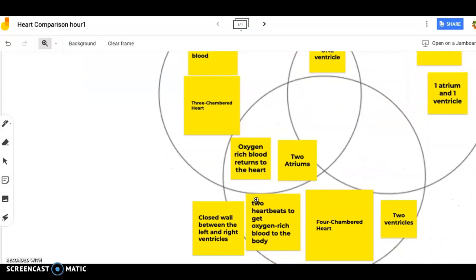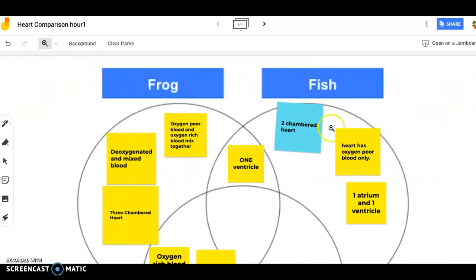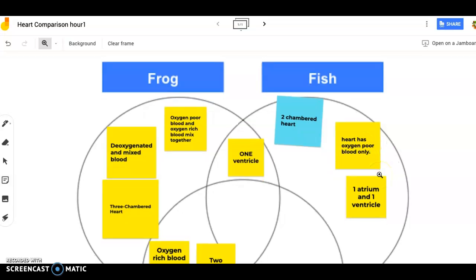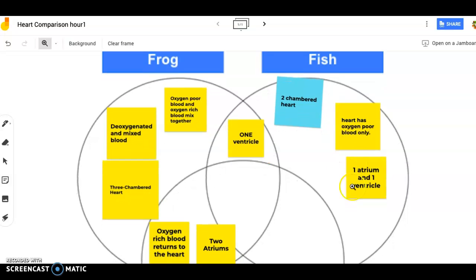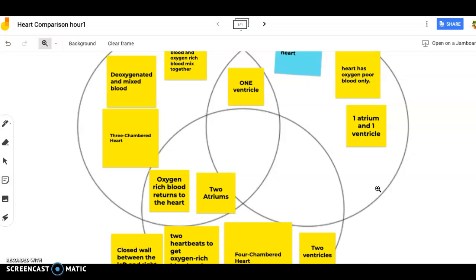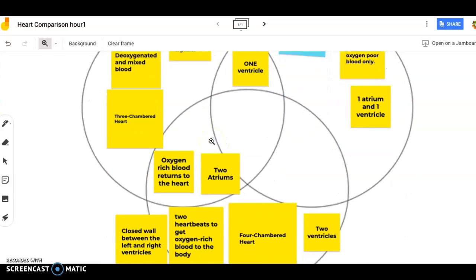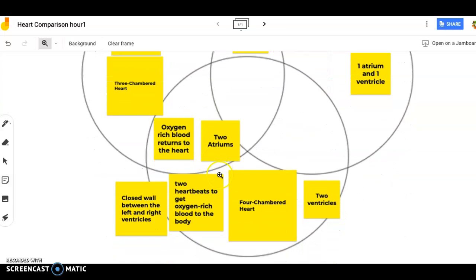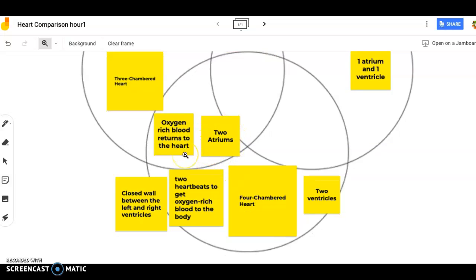We get on here, frog. Well, let's focus on that group then. Let's go over here to fish. Fish do have a 2-chambered heart. They have 1 atrium and 1 ventricle. The heart gets oxygen-poor blood only, which is absolutely true. And they have 1 ventricle and 1 atrium. Okay, sounds good. What does the frog and the bird and mammals share, or the human? Oxygen-rich blood returns to the heart. That is true. They have 2 atriums, also very true.